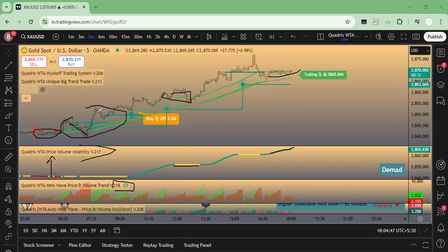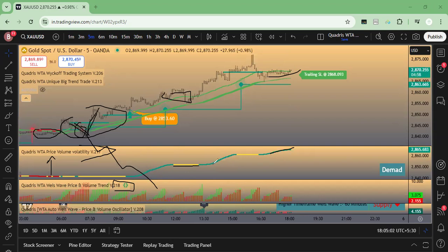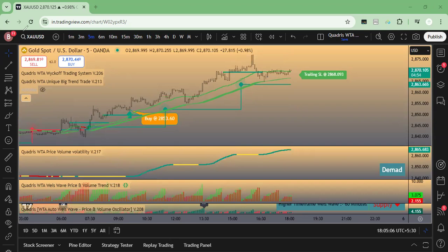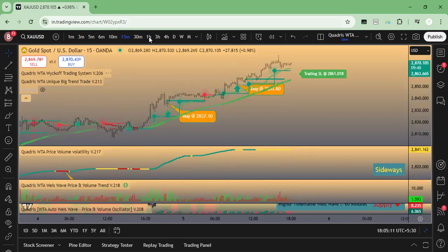Because many a times we get a pullback, but we don't understand whether it is going to be a continuation of a trend towards the downward side, or change of trend towards the downward side, or it could be a continuation of upward movement. So this gives us a fair idea of what to expect out of the market, and it works on any time frame, whether you go for 5 minutes, 15 minute, or 1 hour.